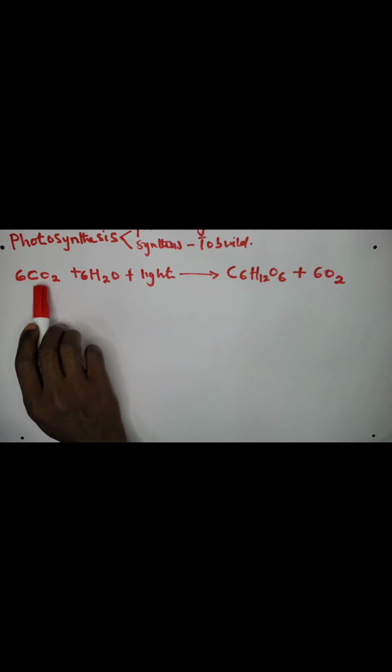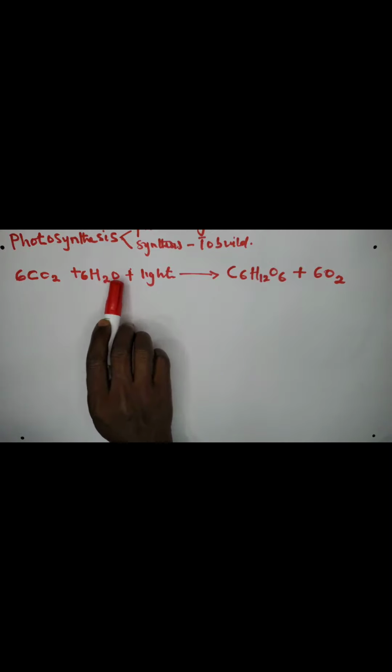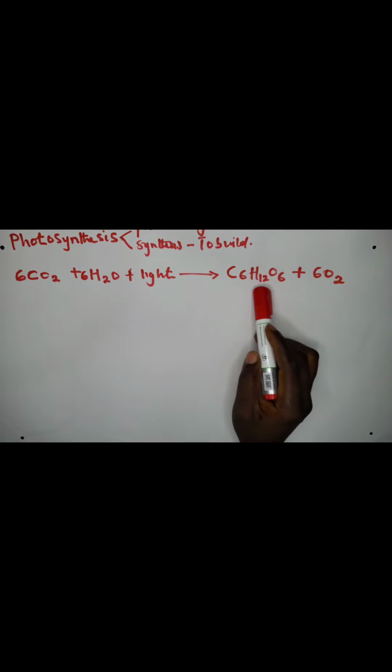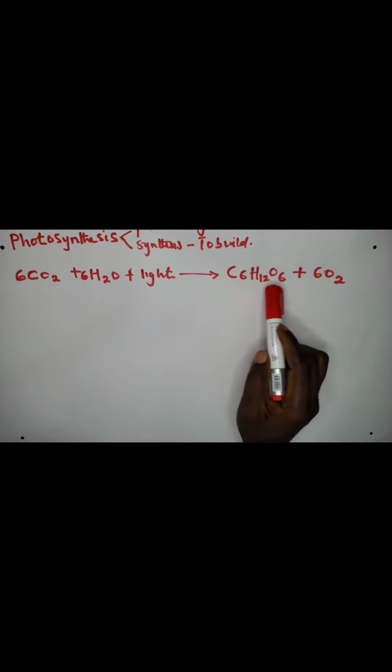And from here, what we said in our definition has been explained with this reaction because it occurs in the presence of carbon dioxide, water, and light to produce an organic product, which is glucose, and oxygen as byproduct. So we want to look at the mechanism of this reaction. What is actually going on in this reaction?